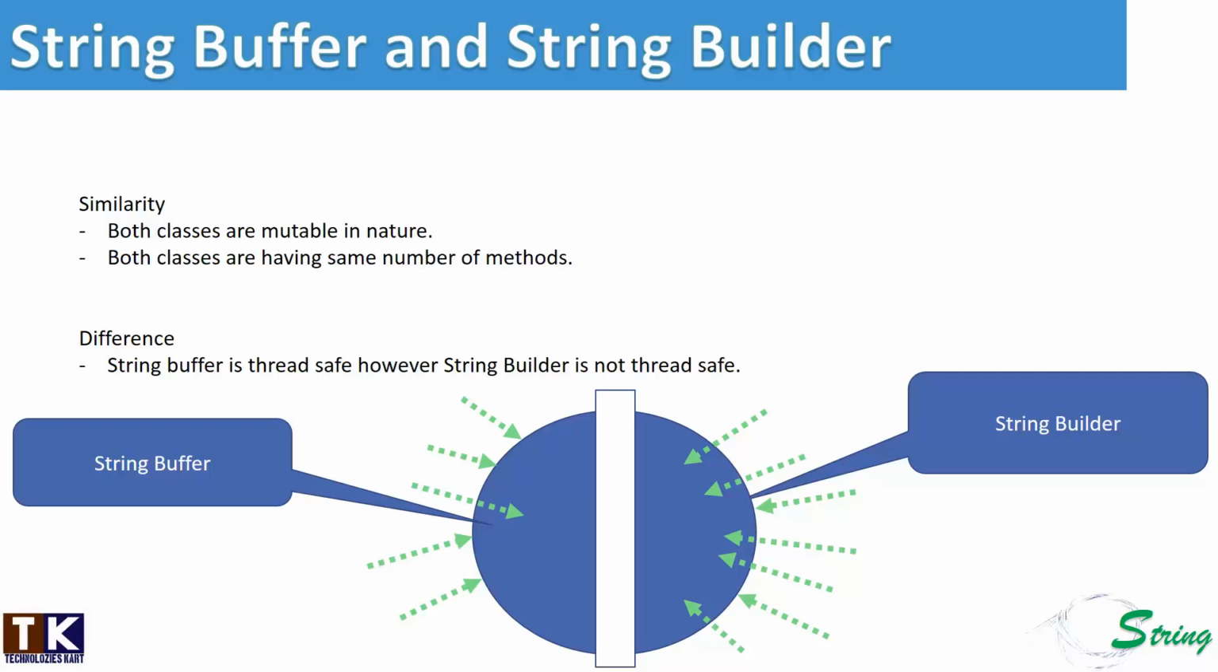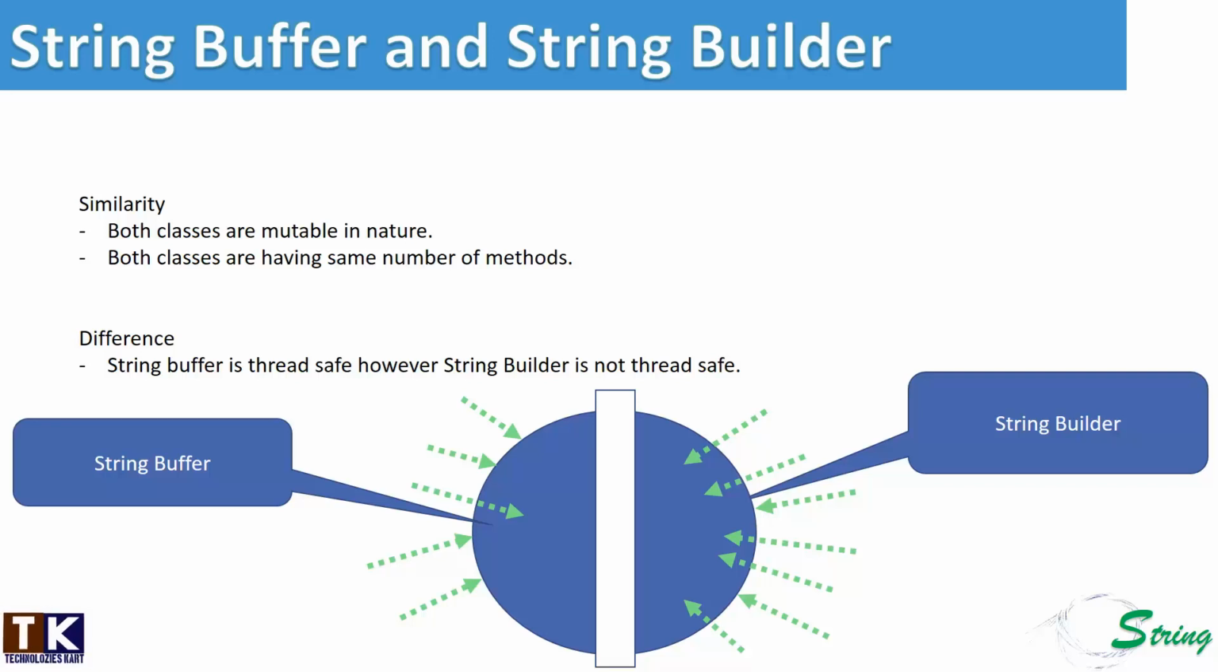If we talk about the similarities, both classes are mutable in nature. It means if you change the values, it will not create a different object. In the same object, the value will be changed, and because these are not part of the pool, each value is kept in a separate object. Means the value sharing is not there.